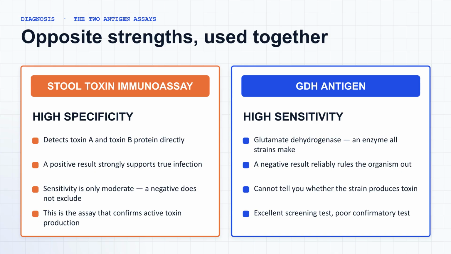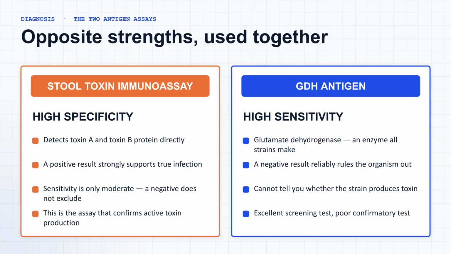Now the assays. There are 2 workhorse antigen tests, and they have opposite strengths. The stool toxin immunoassay detects toxin A and toxin B directly. It has high specificity, so a positive result strongly supports true infection, but its sensitivity is only moderate. The glutamate dehydrogenase antigen, usually called GDH, detects an enzyme produced by all C. difficile strains, toxigenic or not. It has high sensitivity, so a negative result reliably rules the organism out.